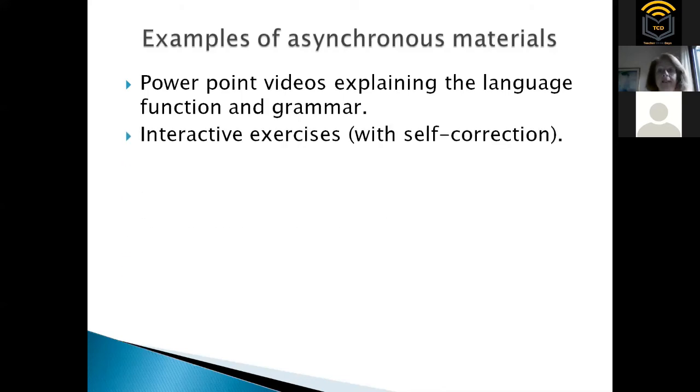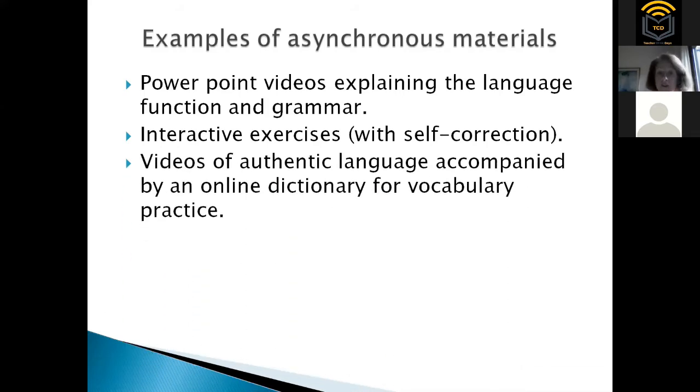Now, interactive exercises, there are many on the internet that you can actually embed onto your materials, and these exercises can also help the students with self-correction. Videos of authentic language accompanied by an online dictionary for vocabulary practice, and we'll talk about this a lot more when we actually come to the reading part.